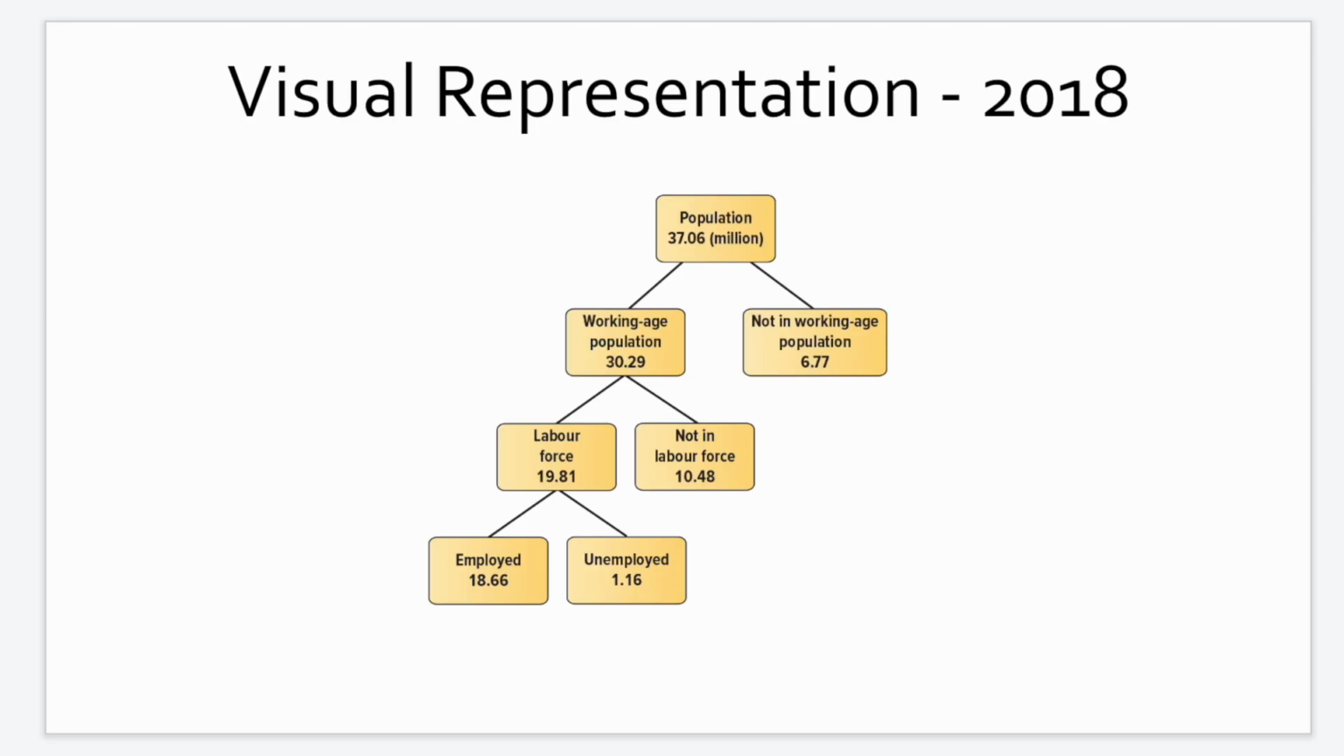Here's a visual representation. I have 2018 numbers here, so just keep in mind that it's 2018 numbers. But the population is divided into working age population versus not working age population. So we see it.